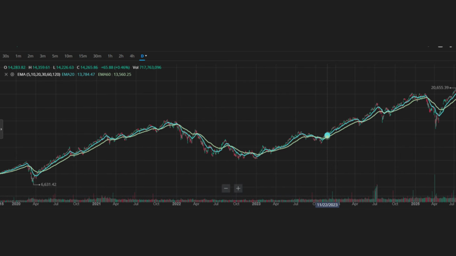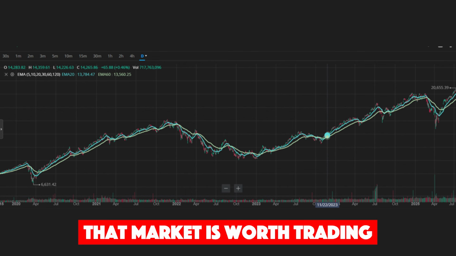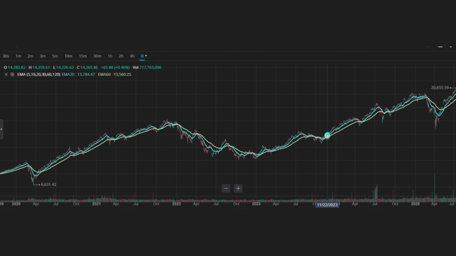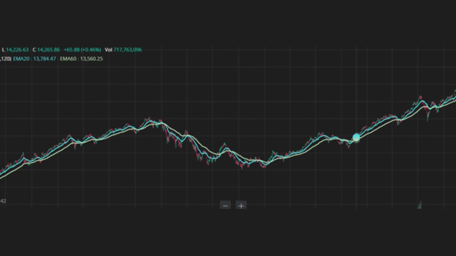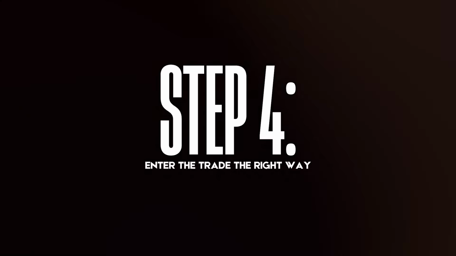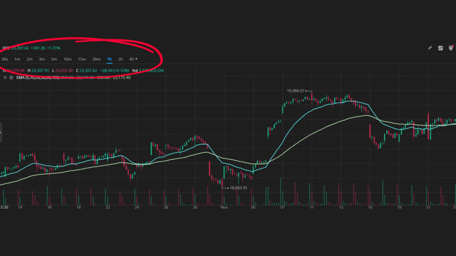If price tends to trend after crossovers and respects the moving averages as support or resistance along the way, that market is worth trading. If price constantly cuts through the moving averages and goes nowhere after crossovers, skip that market entirely. This one habit alone filters out most losing trades before you even enter them, which leads me to step 4. Enter the trade the right way. Now, we have set the time frame, tested the market, it's time to enter the trade.